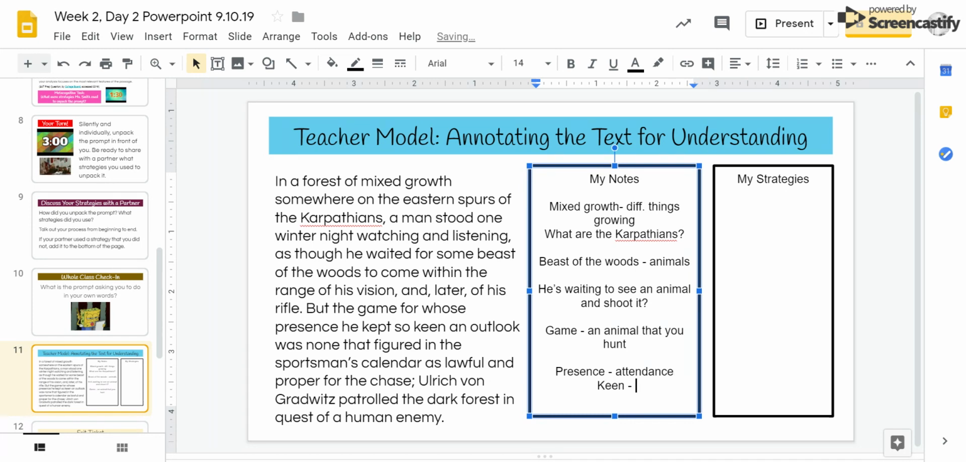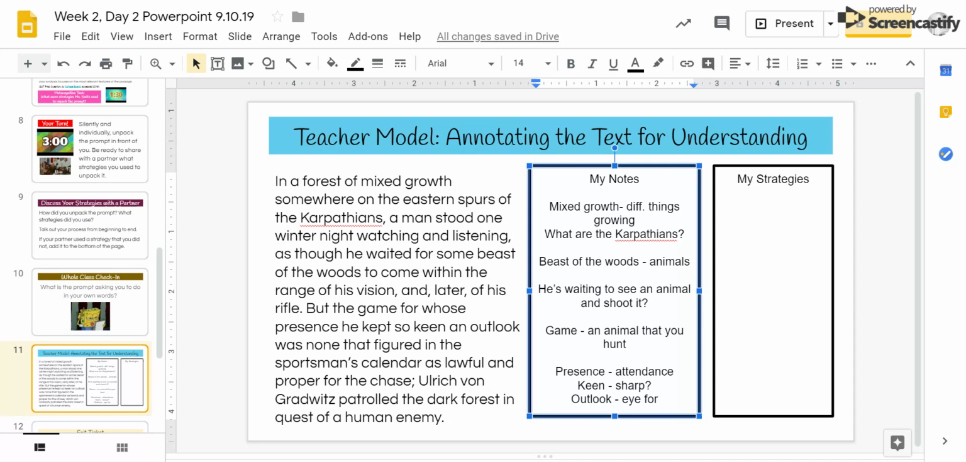I know, again, from background knowledge, maybe this is something you can look up. If not, you can put a question mark by it, but I know that keen means sharp. If I didn't, then I would just put a question mark there. And outlook is, let's see, an eye out for. So the animal for whose attendance he kept so sharp an eye out was none that figured in the sportsman's calendar as lawful and proper for the chase.